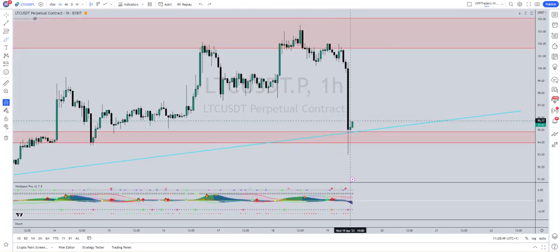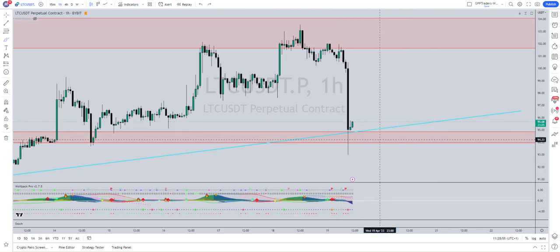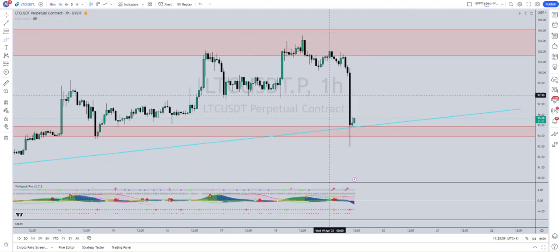So definitely be watching around this sort of price. My gosh, my circles are not even circles. And that is our 1 hour time frame.